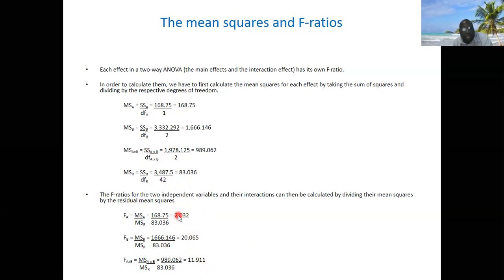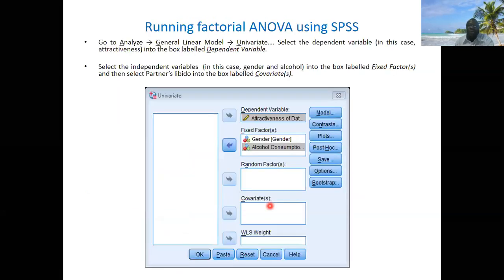So it shows that there's no difference in the scoring between male and female, but there are statistically significant differences in the scoring between the different alcohol levels: none, 2, 4 pints. And there's a statistically significant difference based on the interaction of alcohol and gender. So if you want to run it, these are the steps involved.